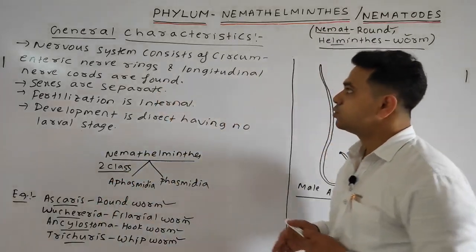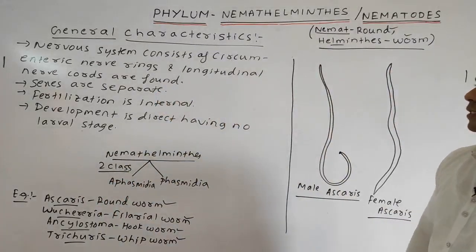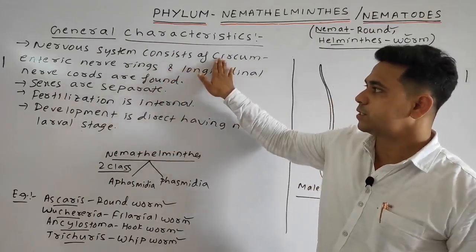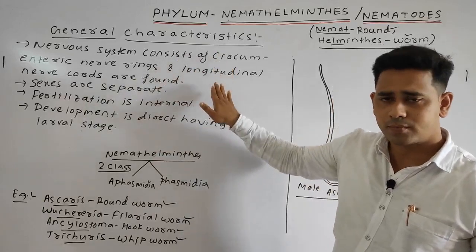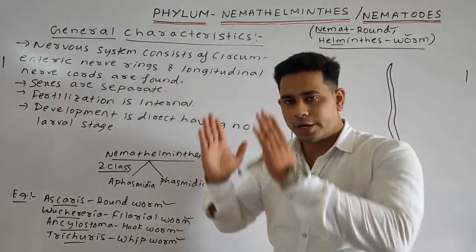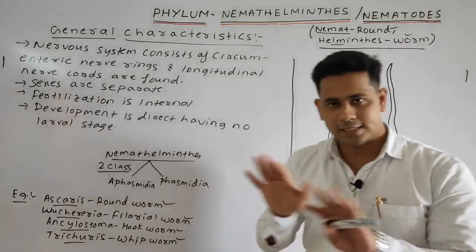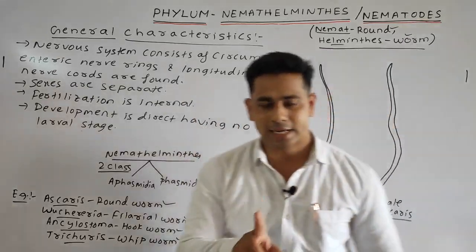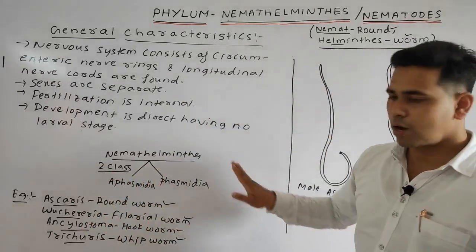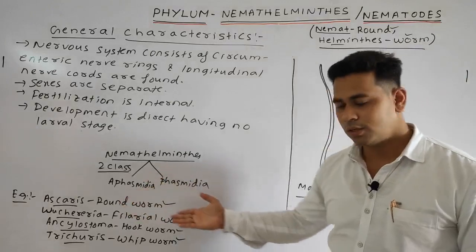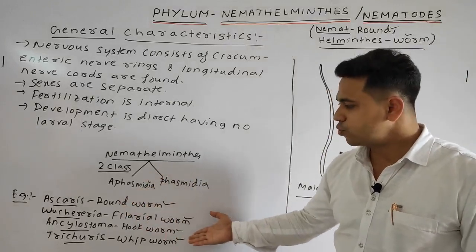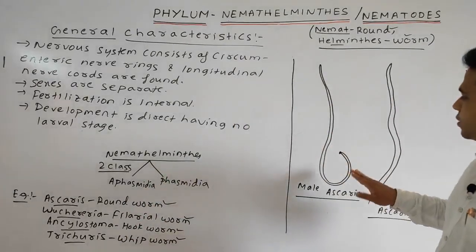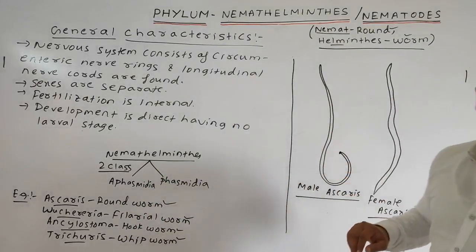Okay students, today we discussed some important points. Once again I am discussing all the four points. The nervous system consists of circumenteric nerve rings, and longitudinal nerve cords are also found. Sexes are separate. Fertilization is internal, meaning it takes place inside the body. Development is direct, having no larval stages. Common examples: roundworm Ascaris, filarial worm Wuchereria, hookworm Ancylostoma, and whipworm Trichuris. And this is how we discussed the structure of the male Ascaris and the female Ascaris.